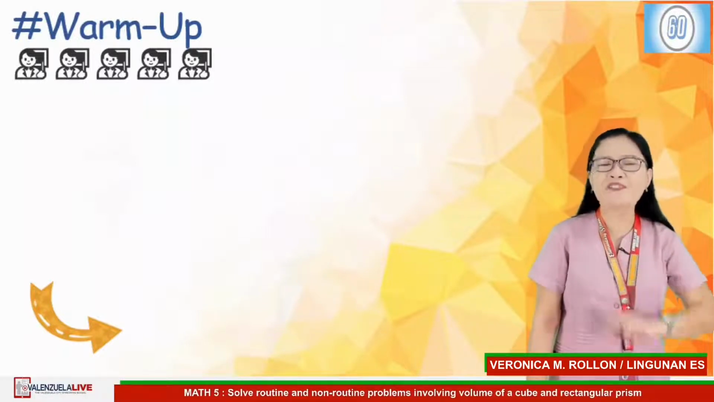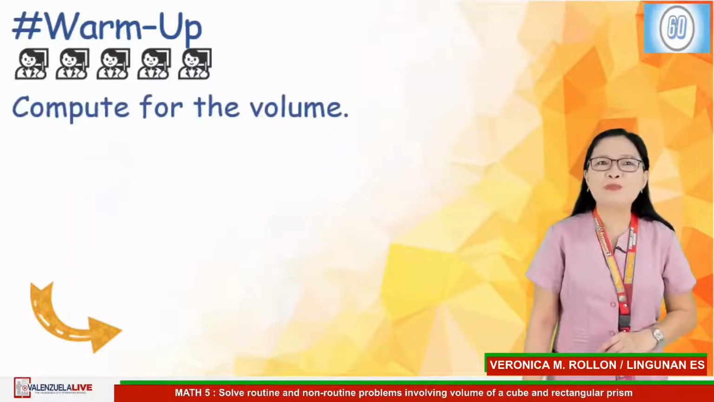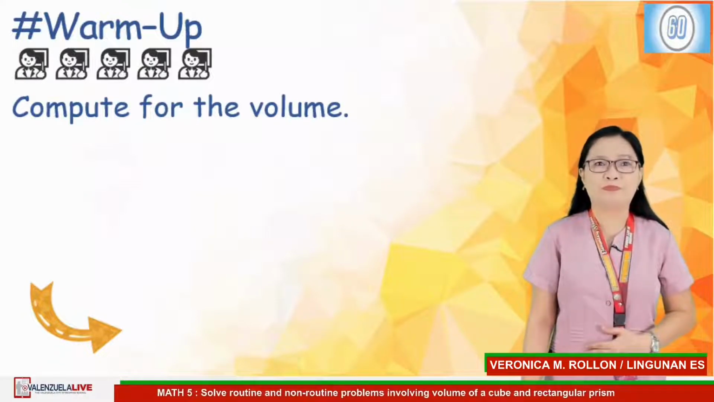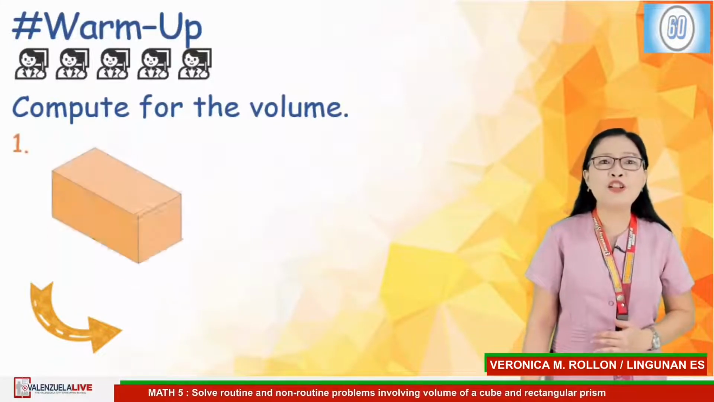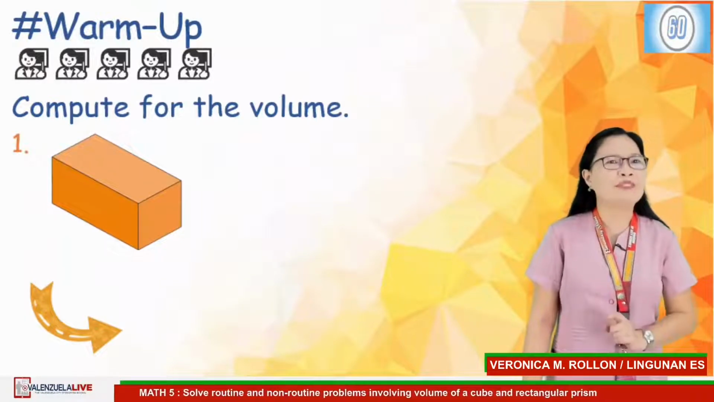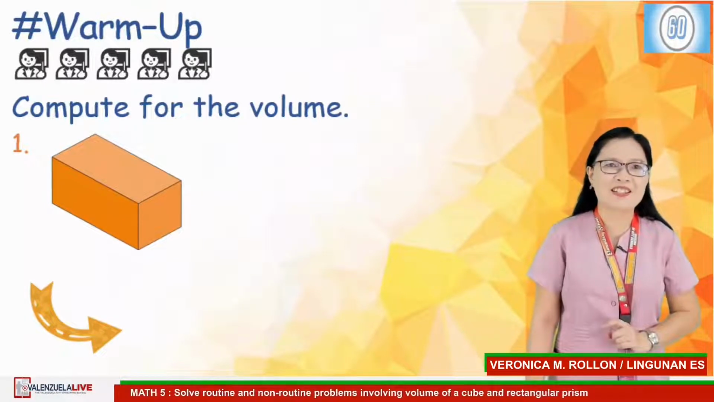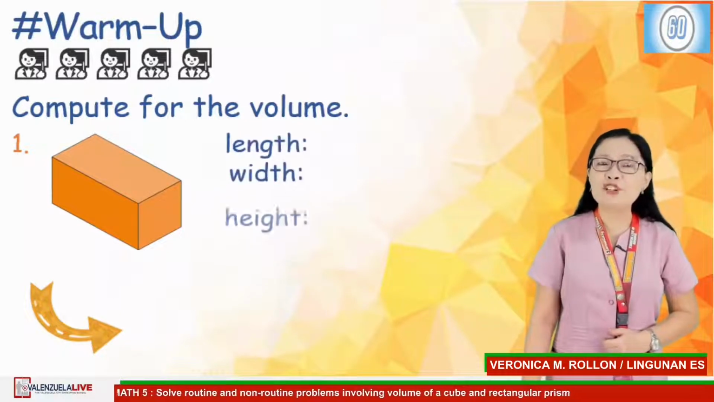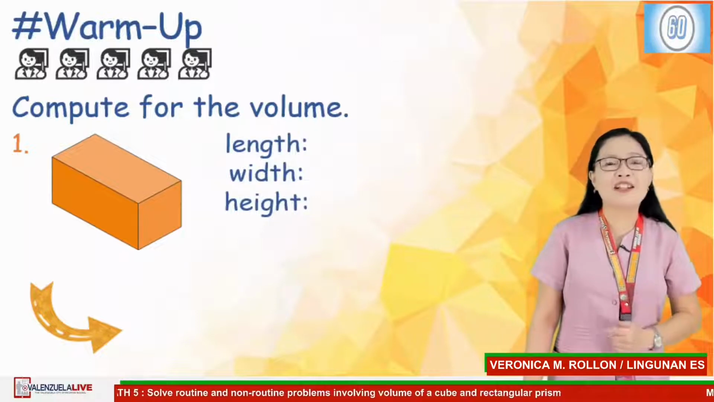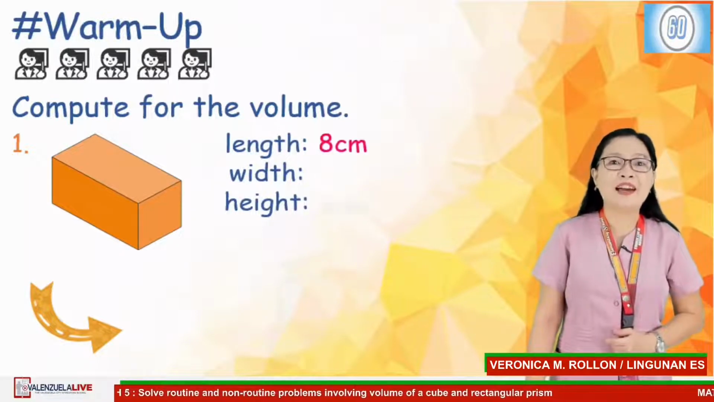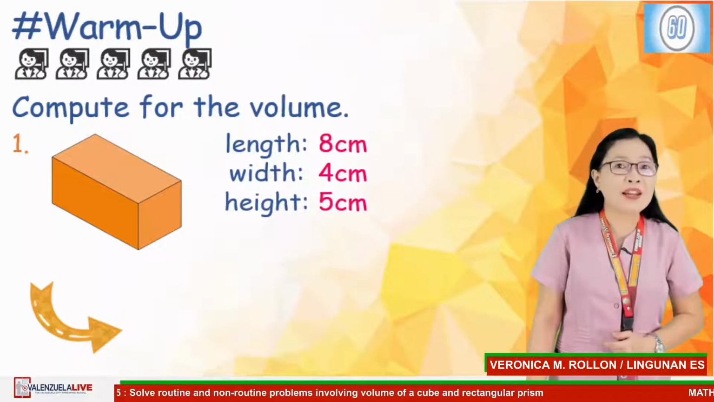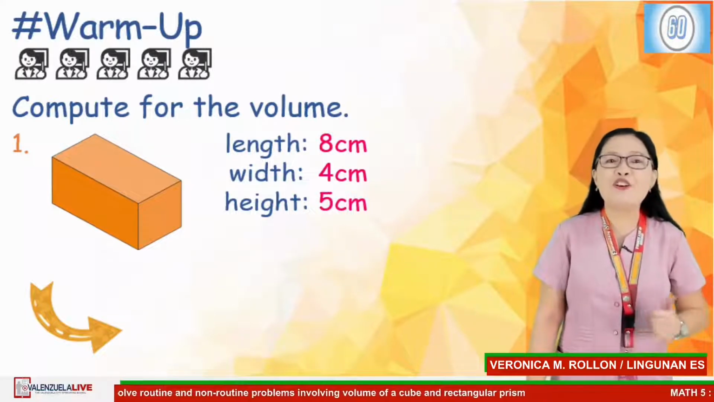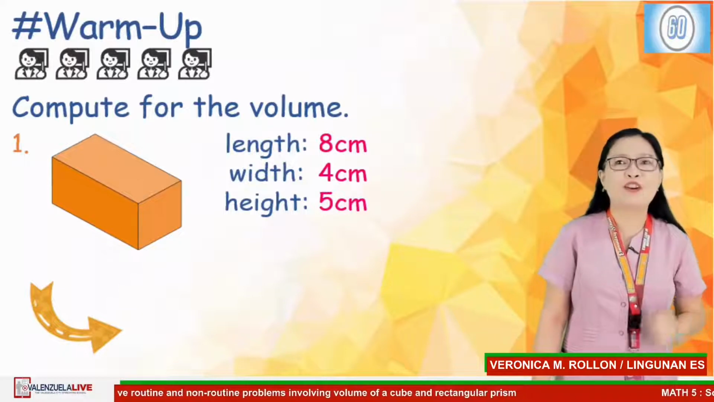Hashtag warm-up. What are you going to do? Since last week, you've learned about how to compute the volume. Now, you're going to compute for the volume of number 1. What solid figure is this? You're right. It is a rectangular prism. Now, the measurements of this rectangular prism is the length of 8 centimeters, width 4 centimeters, and the height of 5 centimeters. Again, you have 60 seconds to compute. Compute now!